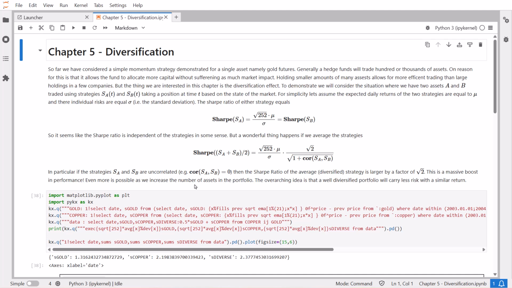And the overarching idea here is that a well-diversified portfolio will carry less risk with a similar return. So the returns will average out the same on the top line, but the standard deviation of the risk goes down as we share our risk among many different uncorrelated assets. The probability of everything moving negatively at once is much reduced if things are uncorrelated.